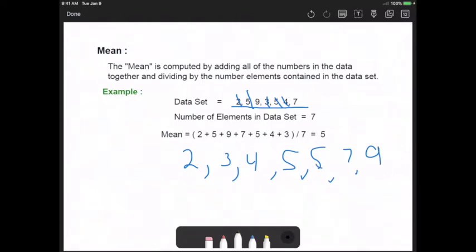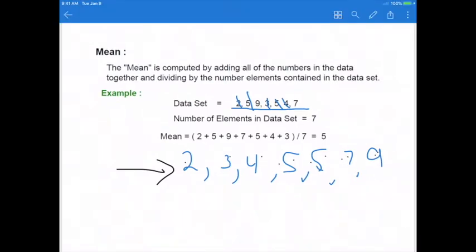And to find the mean, all you do is you add up all the numbers and then divide by how many numbers there are in the data set. So I have 1, 2, 3, 4, 5, 6, 7. So add it up, divide by 7, and the mean, which means the average, is going to be 5. So mean is the average.